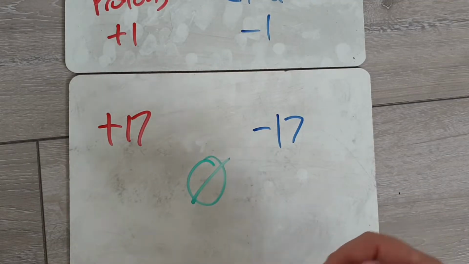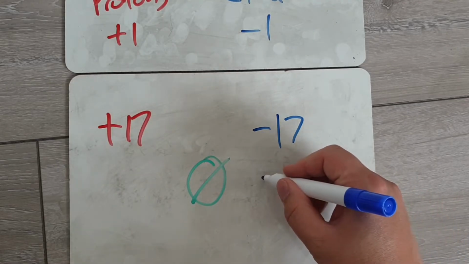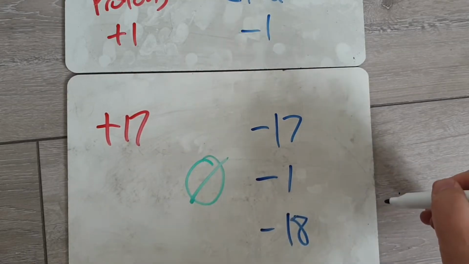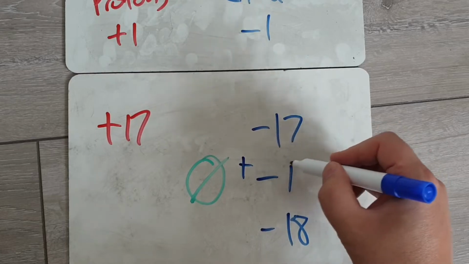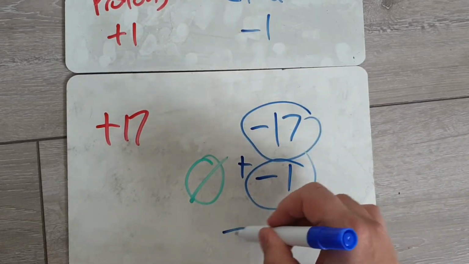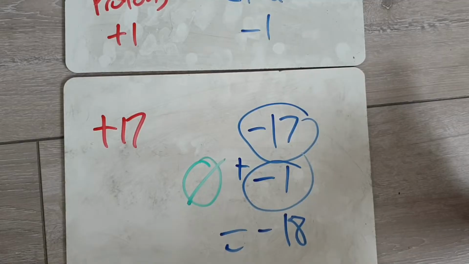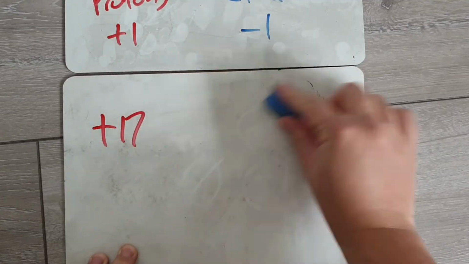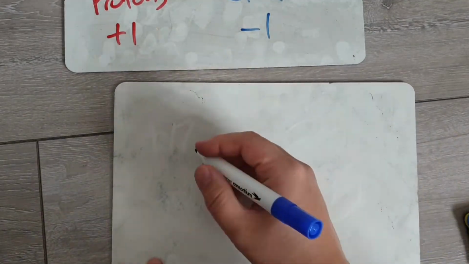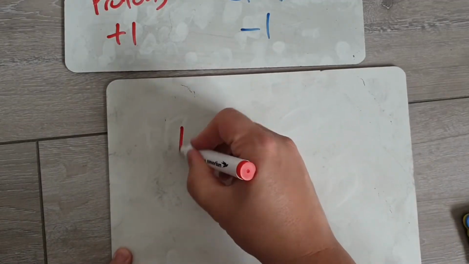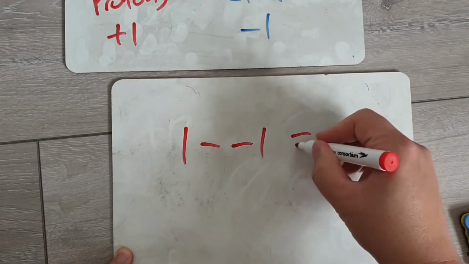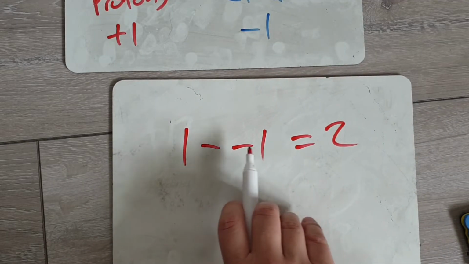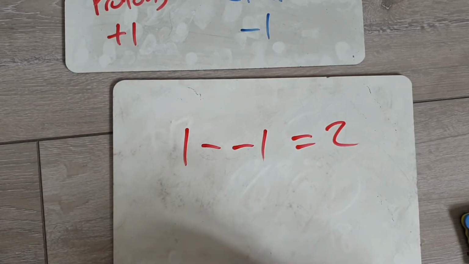A lot of people think, well, if you're adding something, how can it make it negative? But if you're adding a negative, so minus 17, and we've added on minus 1, that makes minus 18. And if you lose an electron, you become positive because you're losing a negative. Just like in maths, 1 minus minus 1 equals 2, because it's the double negative. You're subtracting a negative, which is the same as a positive.